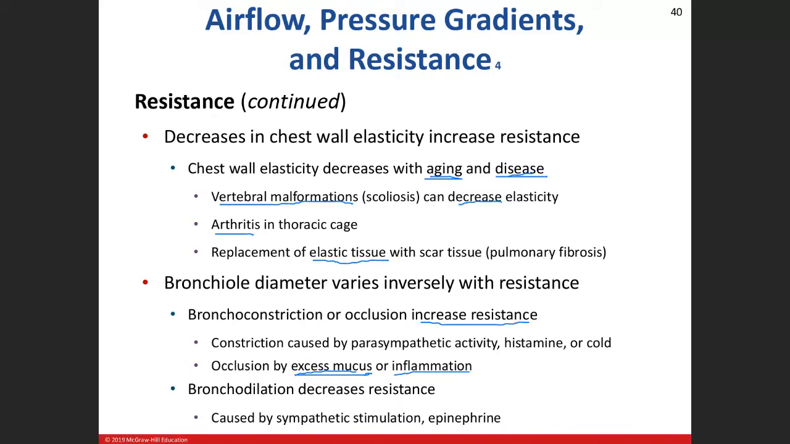And then the opposite of bronchoconstriction is bronchodilation. Obviously, when we have bronchodilation, that is going to increase the lumen, so it will decrease the resistance. We'll see that through sympathetic stimulation, through exercise, fight or flight, and then epinephrine, adrenaline, helps to cause bronchodilation.